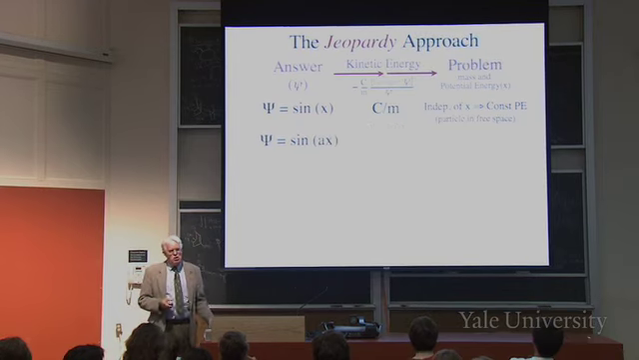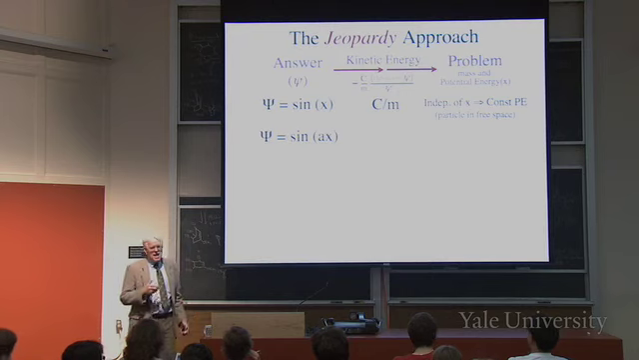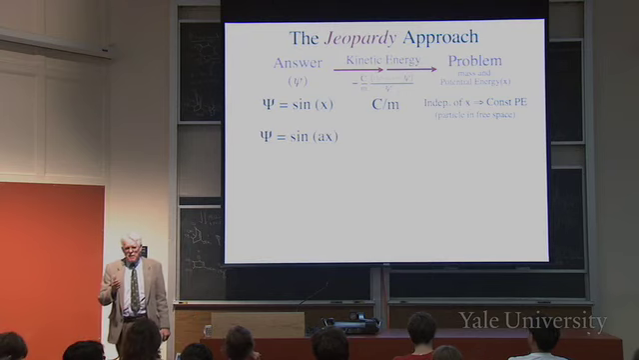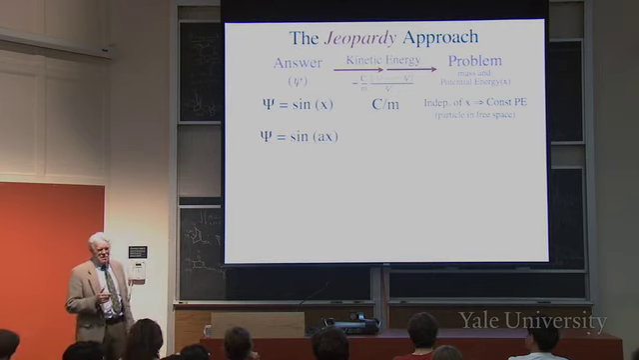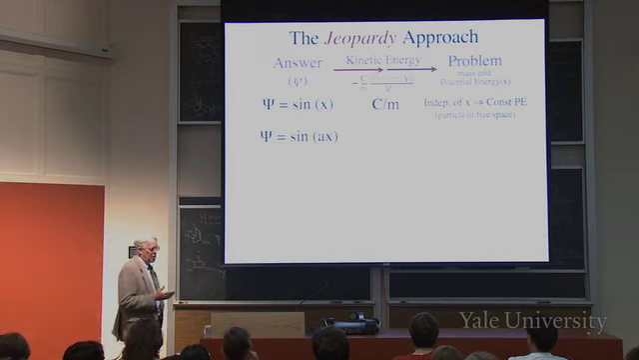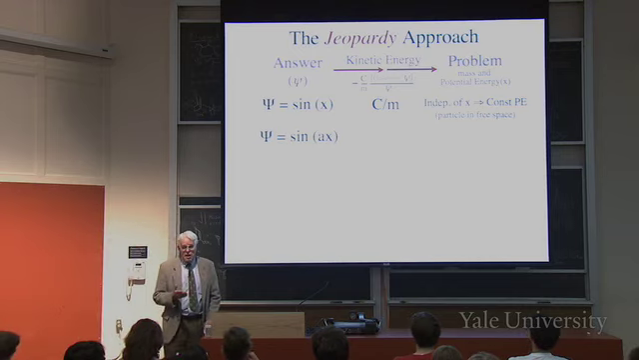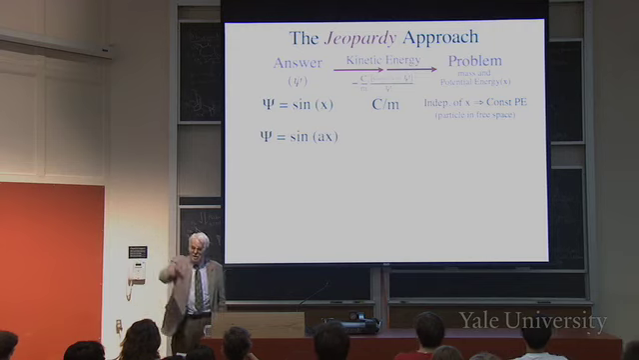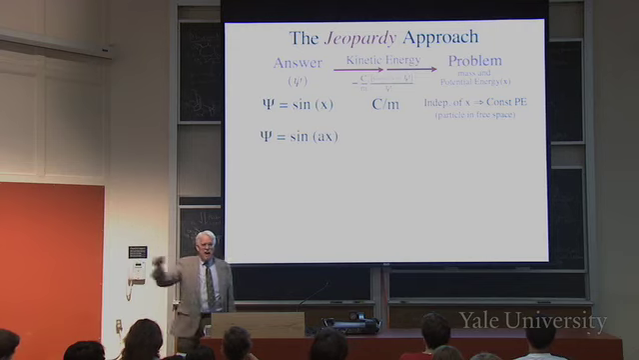Now, suppose we take a different one, sine of ax. How does sine of ax look different from sine of x? Suppose it's sine of 2x. So look, here's sine of x. How does sine of 2x look?